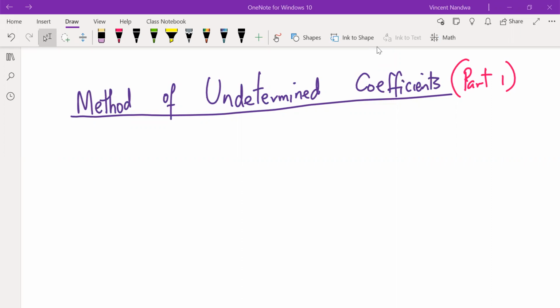Welcome to this session. We are going to describe the method of undetermined coefficients applicable in finding the solution of non-homogeneous linear second order or third order higher differential equations.